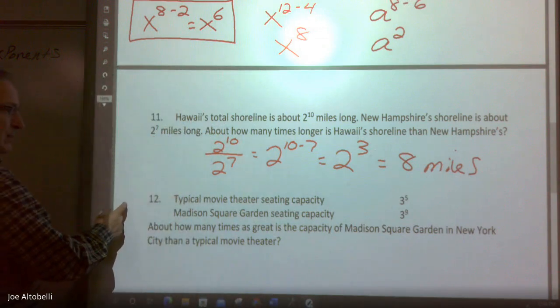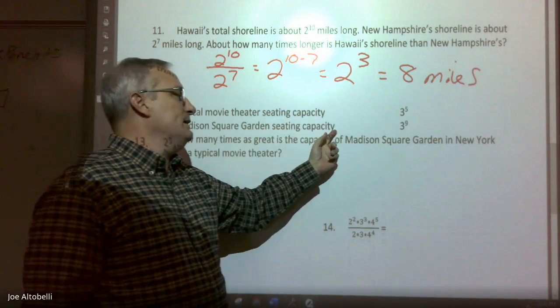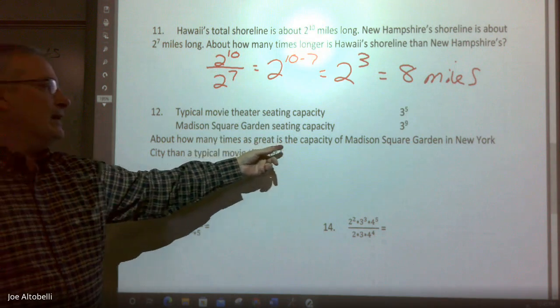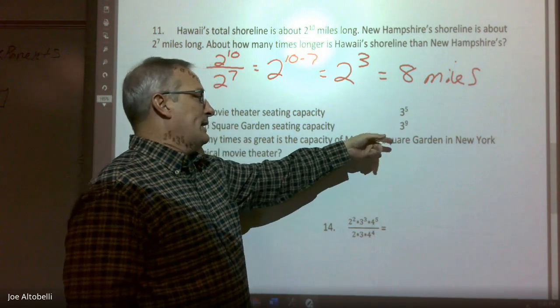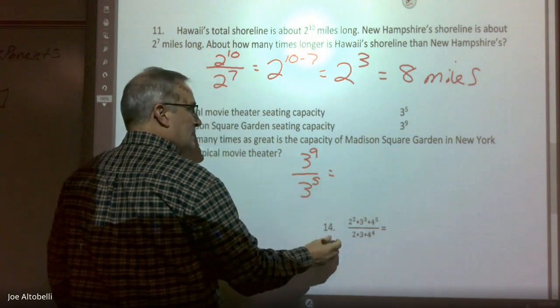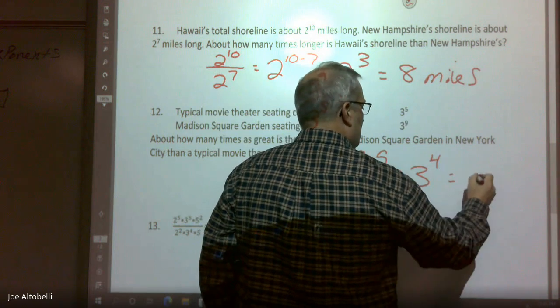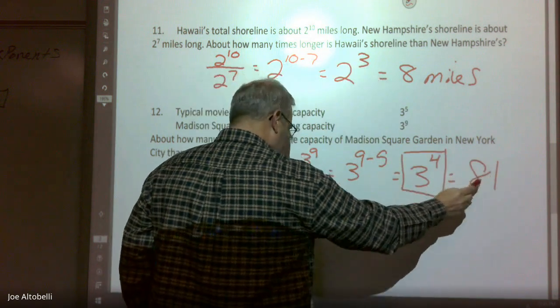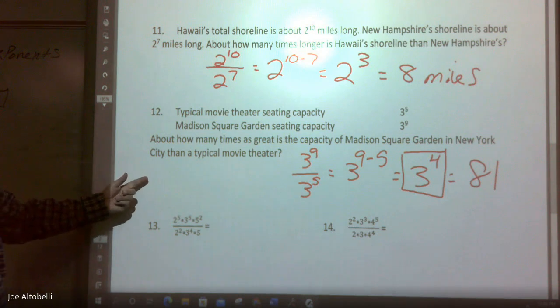So remember, you get 2 opportunities, okay? A typical movie theater seating capacity is 3 to the 5th. Madison Square Garden seating capacity is 3 to the 9th. How many times greater is the capacity of Madison Square Garden in New York City than the typical movie theater? So we're going to go 3 to the 9th divided by 3 to the 5th. And that'll be 3 to the 9 minus 5, which is 3 to the 4th. So I don't know if you can put 3 to the 4th or if you put 81. Because that would be about how many times greater? That'd be about 81 times greater. But I don't remember how they have that set up.